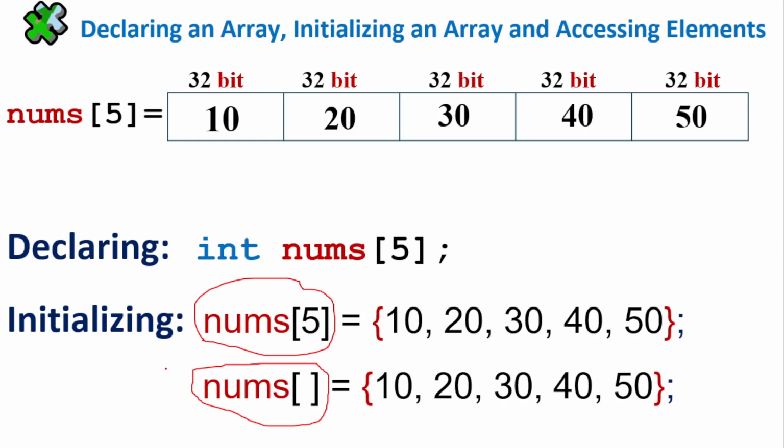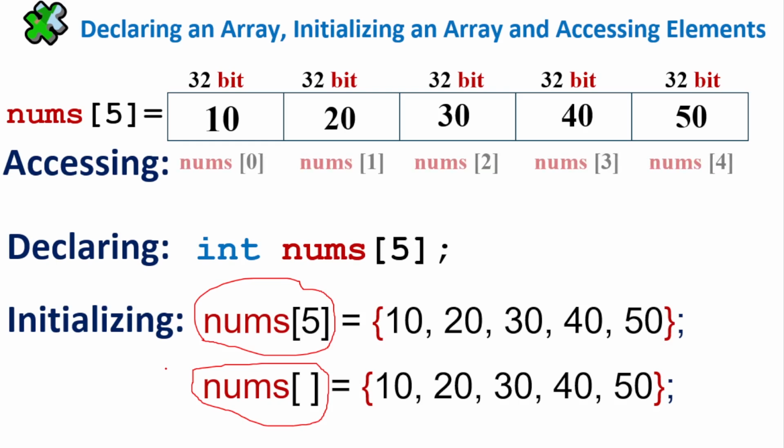Accessing elements. Each element of an array is accessed using its index. nums[0] gives us the first element, and nums[1] gives the second one. And remember, this is very important, array indexing in C always starts from 0.